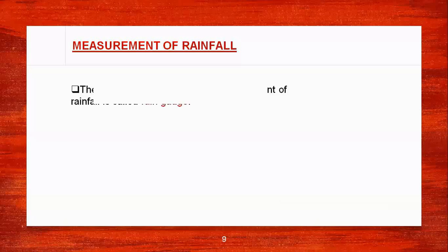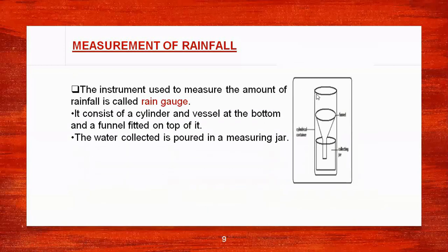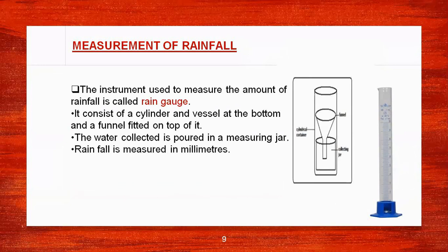Next, measurement of rainfall. The instrument used for measuring rainfall is the rain gauge. The rain gauge consists of a cylindrical vessel. At the bottom there is a vessel which collects water, and at the top of the collecting jar there is a funnel which helps in collecting the rainwater. This rainwater is then poured into a measuring jar where the measurement is done of how much rainfall there is in that particular region. Rainfall is always measured in millimeters.